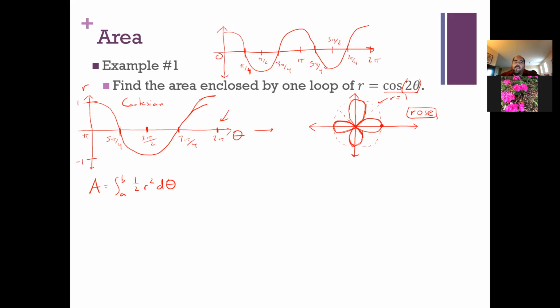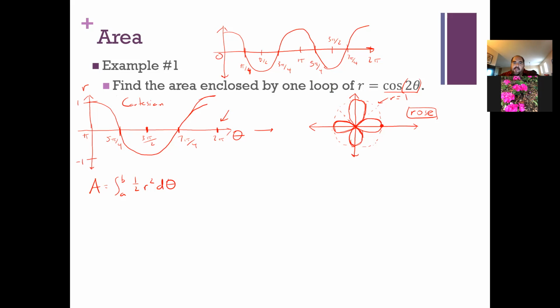Zero to pi over 2. I think if you do from 0 to pi over 2, you're basically going to get half of one petal of this rose and half of another one. So I would really like to do one closed petal.